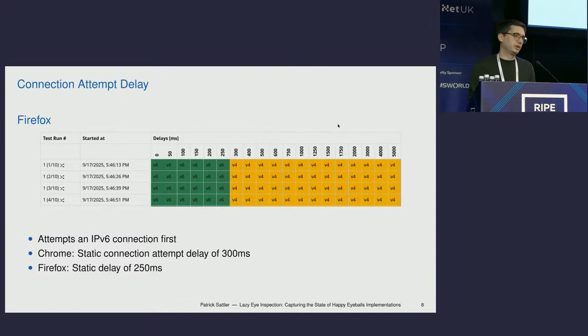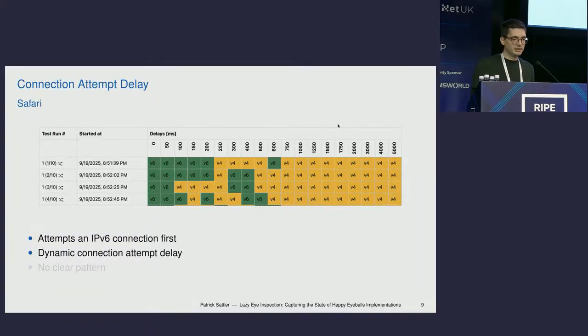Now, going over to the third major browser engine developer, Safari, there we see a very different picture. What we see is that in general, it prefers IPv6. But as we increase the delay, there is no clear picture. You see switching from v6 to v4, and then back to v6. Here we see a maximum delay of 600 milliseconds where still IPv6 was used. And I can tell you that we even observed that IPv6 was used up until a delay of 2 seconds. This is called dynamic connection attempt delay, and is also standardized in the RFC.